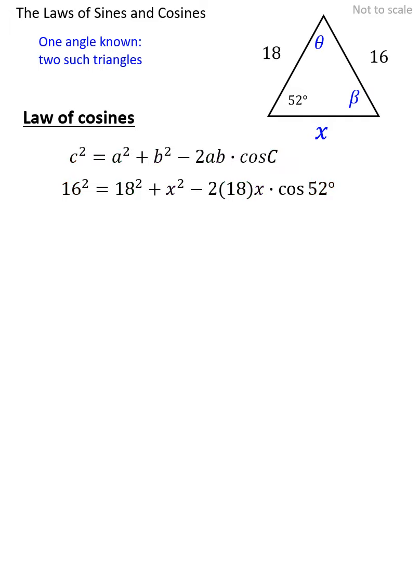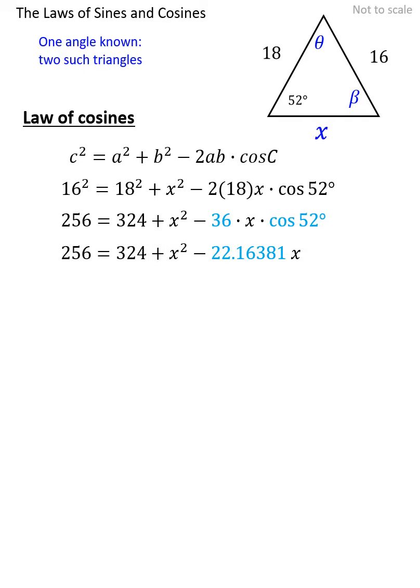So we're going to go about solving this just like you've seen before in this video, using the quadratic formula. First, some simplification. I did 16 squared, 18 squared, and 2 times 18. And then I saw that these were two factors in the same term, so I got a calculator. According to my calculator, the cosine of 52 degrees is 0.6156. Using that decimal times 36 gives me this number.